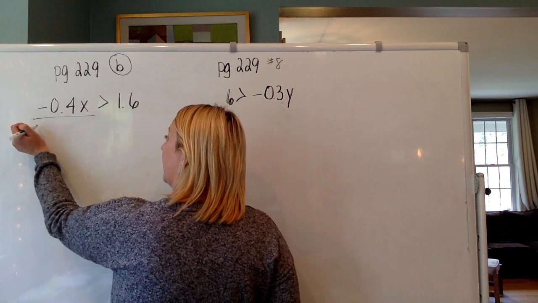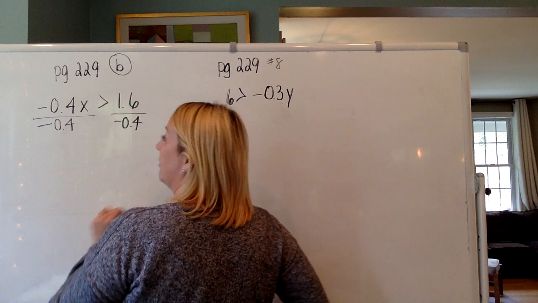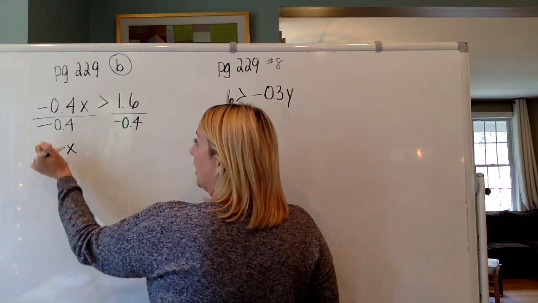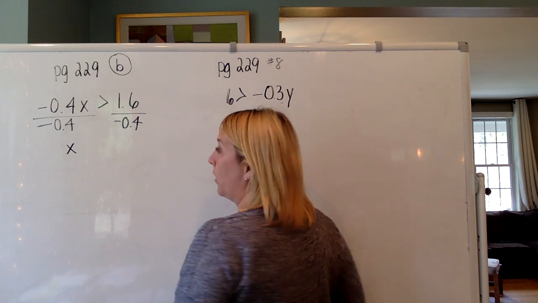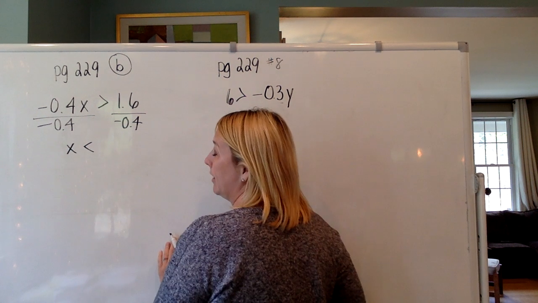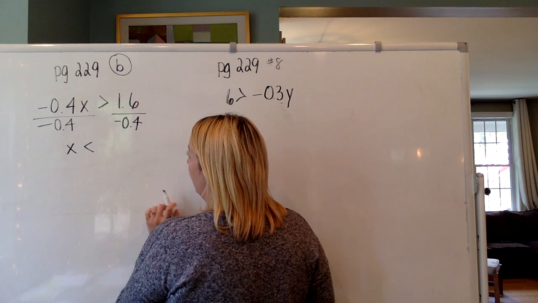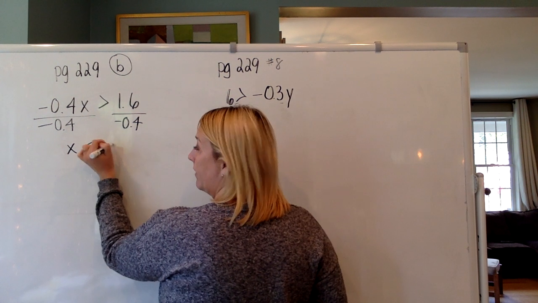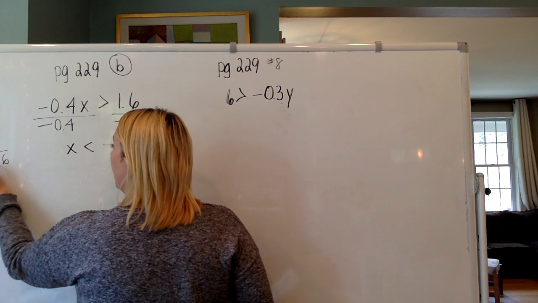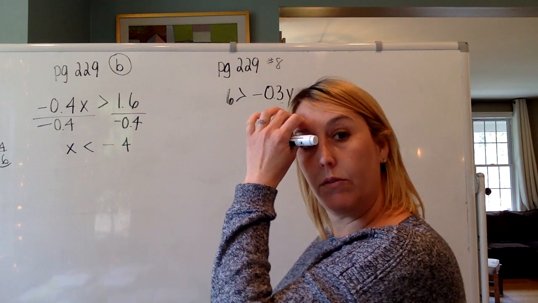So again, we're going to divide by negative 0.4. And we're dividing by negative 4/10 because negative divided by a negative is a positive. And the 4/10 divided by 4/10 is 1, so we have 1x. But because we're dividing by a negative, now we need to flip our inequality. So no longer is x greater than, now x is less than. And positive divided by a negative is a negative. And 1.6 divided by 0.4 is 4, so x is less than negative 4, okay?